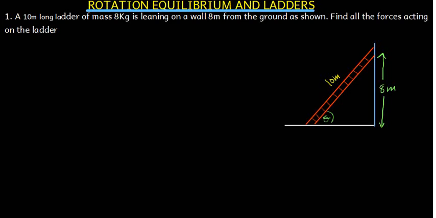We go over rotation equilibrium and ladders. First question. A 10 meters long ladder of mass 8 kg leaning on a wall 8 meters from the ground is shown. Find all the forces acting on the ladder.